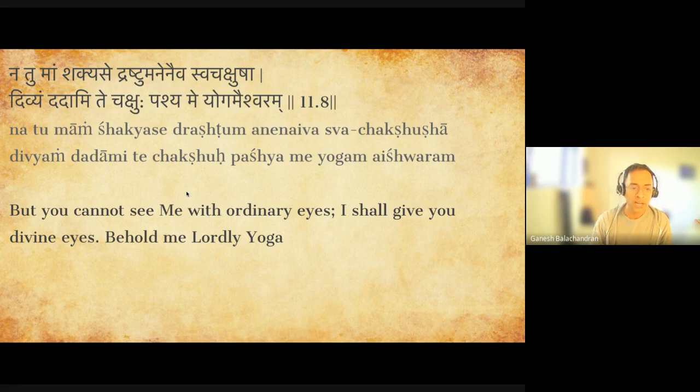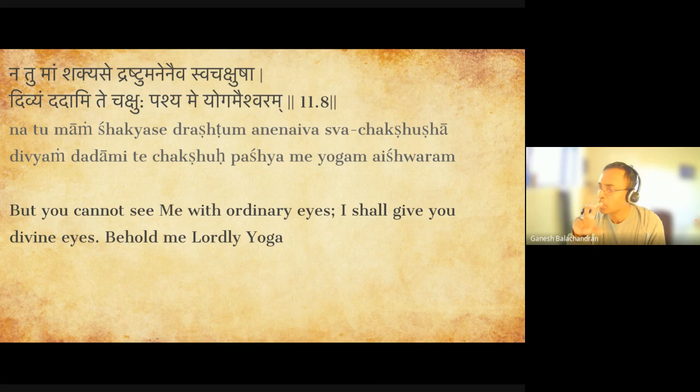Natu mam shakyase drashtum anenaiva swachakshusha divyam dadami te chakshuhu pashyame yogam aishwaram. But you cannot see me with these ordinary eyes, because ordinary eyes means what? Your mental, intellectual capacity is not that high. I will give you divine eyes. I will clean up your mind, make it very steady, right? Very calm.